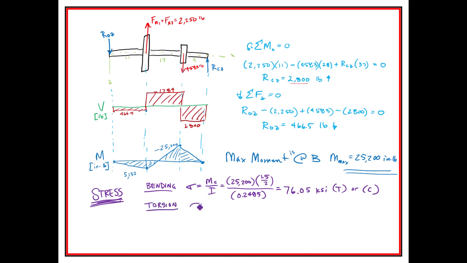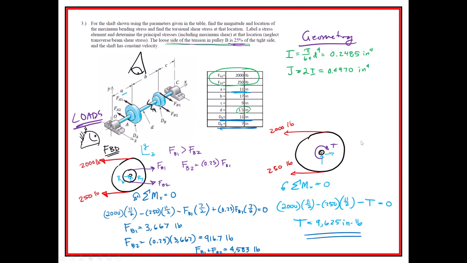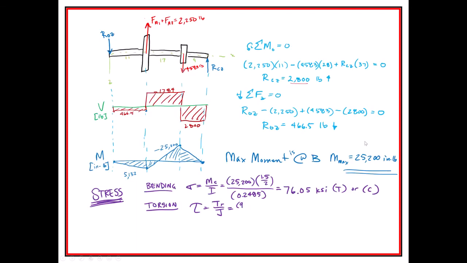But anyway, the other one we have is torsion, and so that's tau equal to Tr over J, and we end up with that 9. What did we say? 9,000 or 9 point? Should be 9,000. I think my comma looks like a decimal point, right? So it's 9,625 times our 1.5 over 2 divided by our 0.4970, and that ends up being 14.52 ksi.